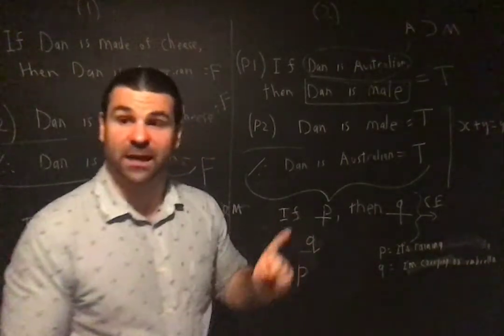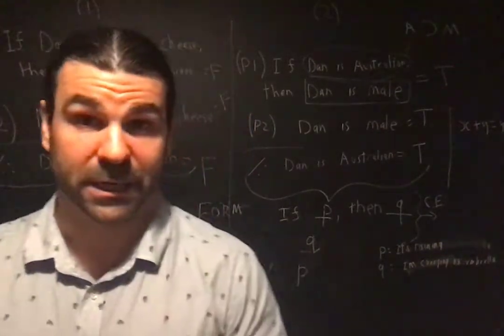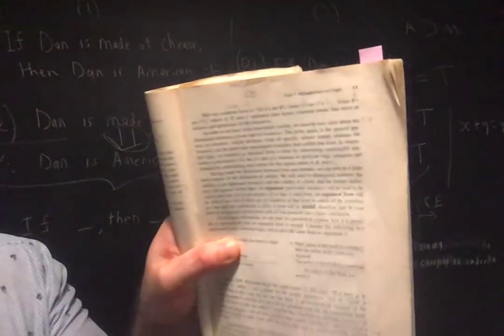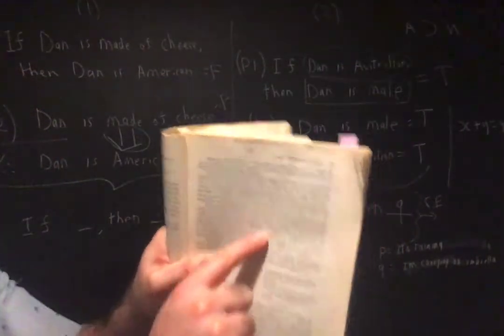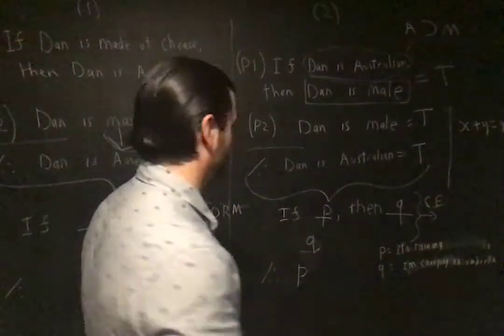An argument is valid if and only if its form is valid, and its form is valid if and only if it has no counterexamples, right? That's the big paragraph from 11 that I pointed at. Crucial thing, read it as many times as it takes to have it hammered into your brain, right?